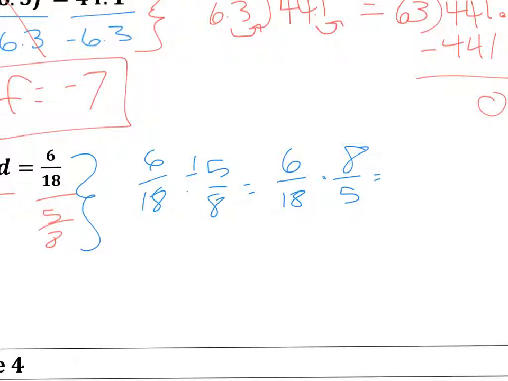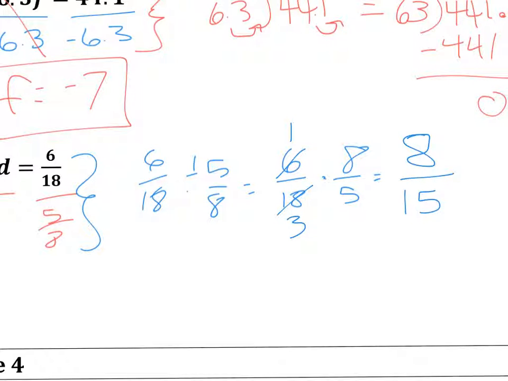So I'm going to cross out some numbers. I'm going to simplify in these fractions. I'm going to take out a 6 from both 6 and 18. 6 divided by 6 is 1, and 18 divided by 6 is 3. Now when I multiply straight across, I have 1 times 8 is 8, and 3 times 5 is 15. Way easier than doing 18 times 5.